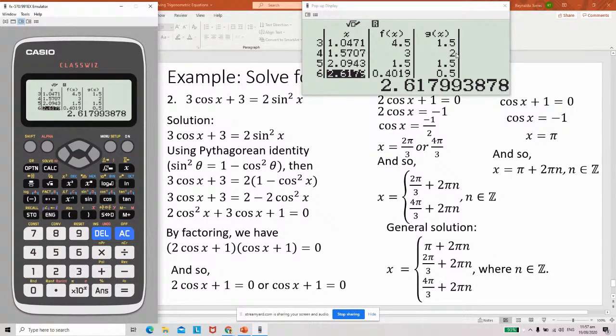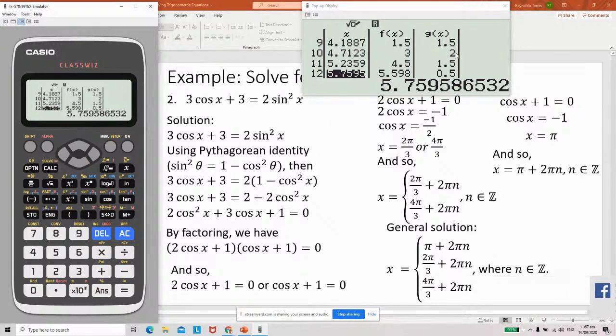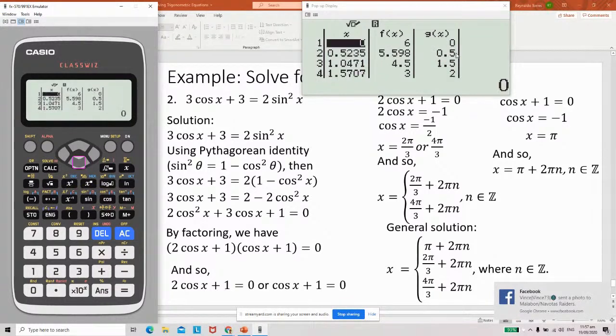Okay. 5 pi over 6, 6 pi over 6, that's pi. Tama? 7 pi over 6, 8 pi over 6, so equal na 1.5. 8 pi over 6 lowest term is 4 pi over 3. 9 pi over 6, 10 pi over 6, 11 pi over 6, and then 2 pi. O, wala na.